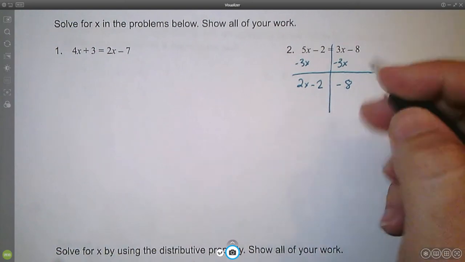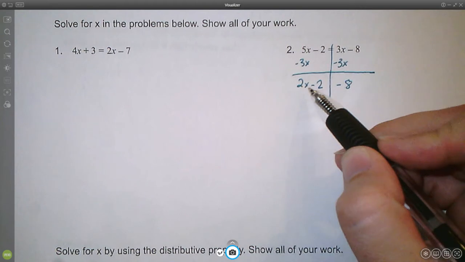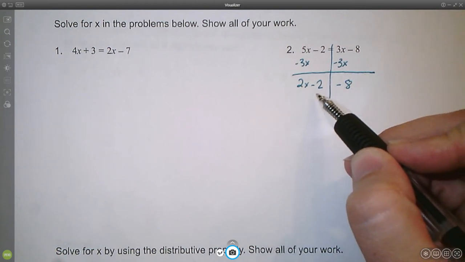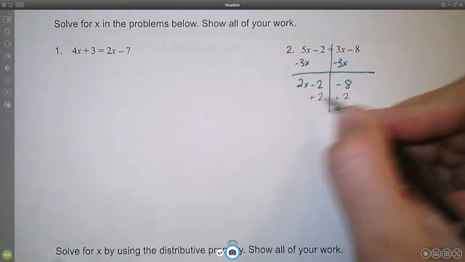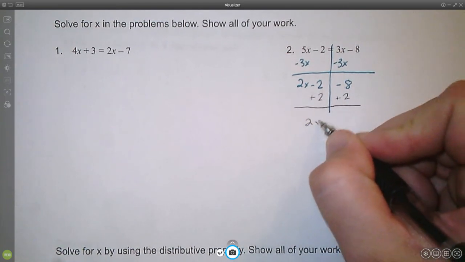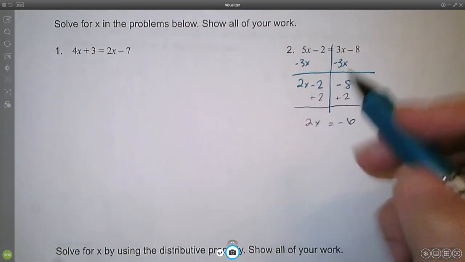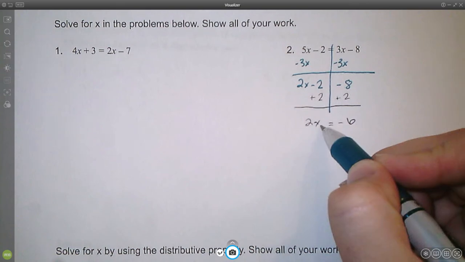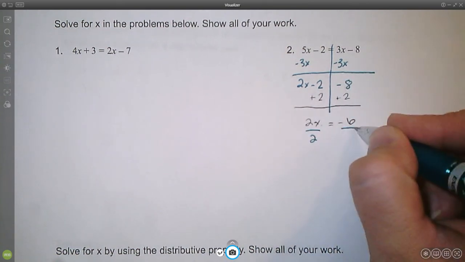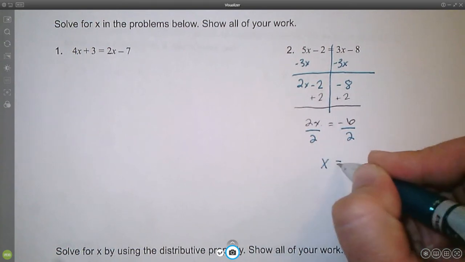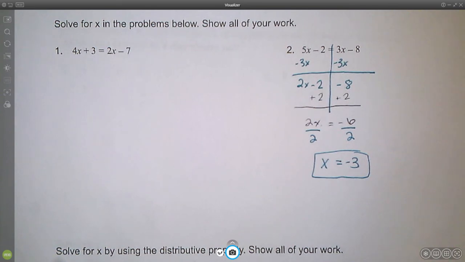Then I want to take this negative 2 and move it over here. Since this says 2x minus 2, we're going to add 2 to both sides because it's the opposite operation. So we have 2x equals negative 6. This is really 2 times x, so the opposite of multiplying is dividing. So we're going to divide both sides by 2, and we get x equals negative 3. All right, first one done.